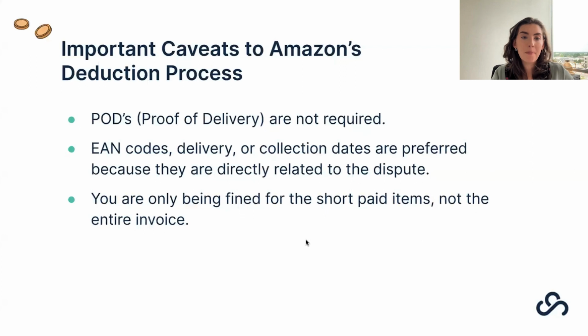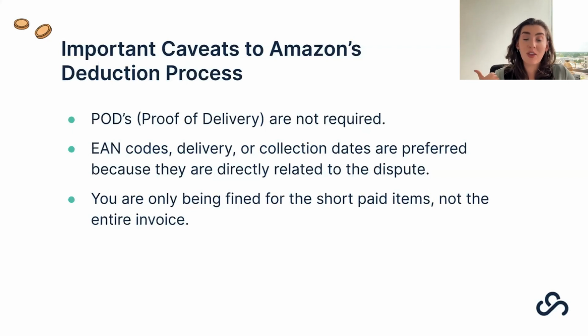All right, and then these are important caveats to Amazon's deduction process. Each retailer kind of has their own set of rules. It's kind of like playing Monopoly at someone else's house, and the banker has this type of rule, or you can go and collect $200 or more. There's just different rules when it comes to playing with different retailers. So important things to know.